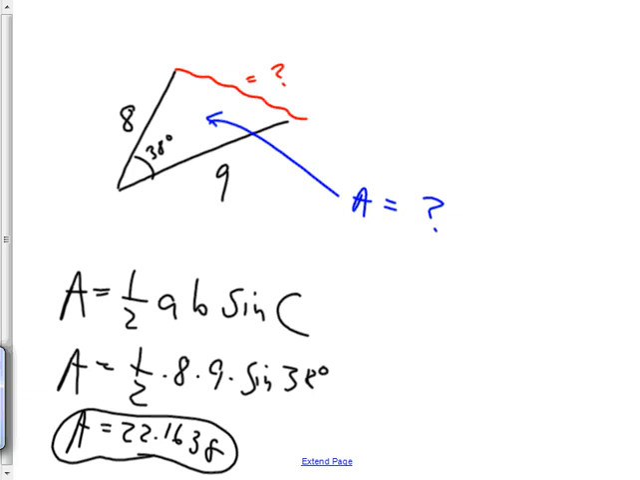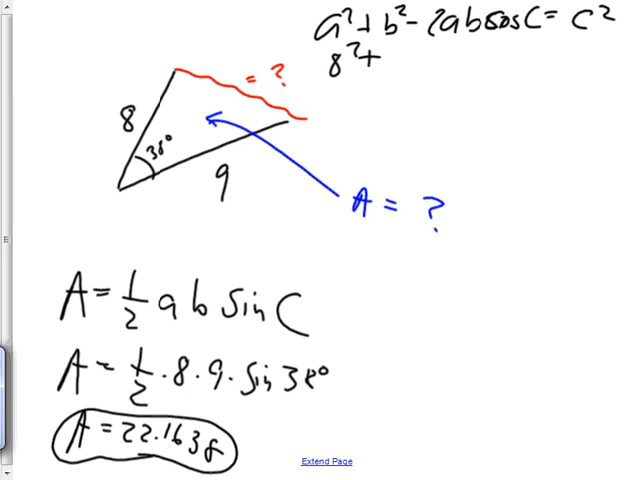Mr. GC in the back, tell me how to do this one. All right, I know the law of cosines. A squared plus B squared minus 2AB sine, nope, cosine C equals C squared, and then what did you do? 8 squared plus 9 squared minus 2 times 8 times 9 cosine of 38, and that equals C squared. At the end, did you take a square root to get your answer? Excellent. What did you get?